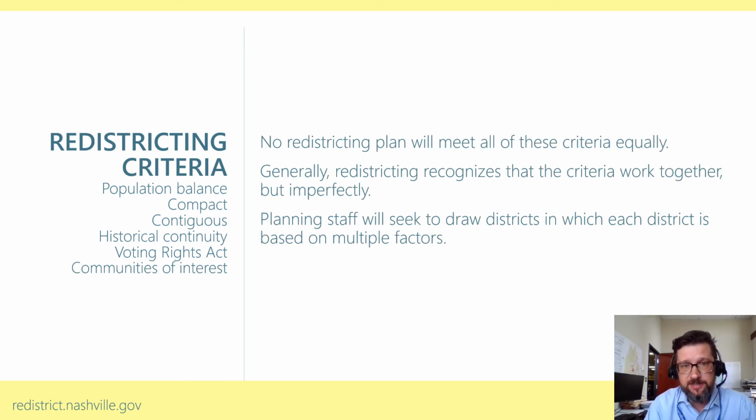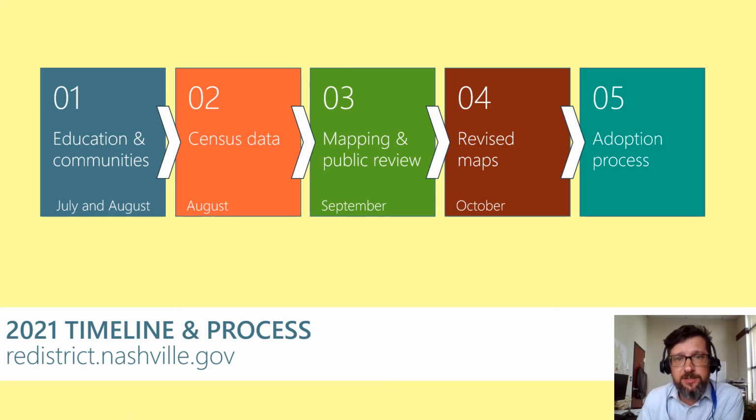One thing to keep in mind is that no redistricting plan will meet all of these criteria equally. Generally, redistricting recognizes that these criteria must work together, but that doing so will always be somewhat imperfect. Therefore, planning staff will seek to draw districts in which each district is based on multiple factors. And that's the criteria that planning staff will use to draw district lines.